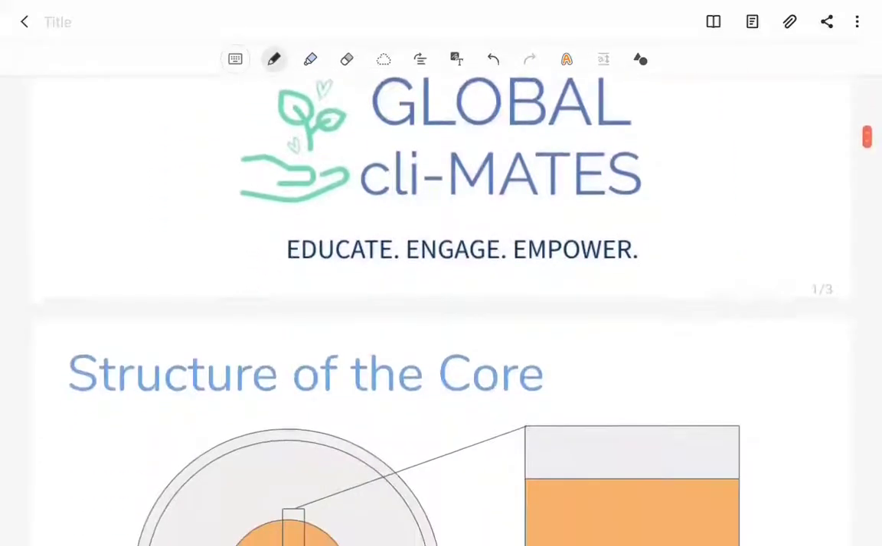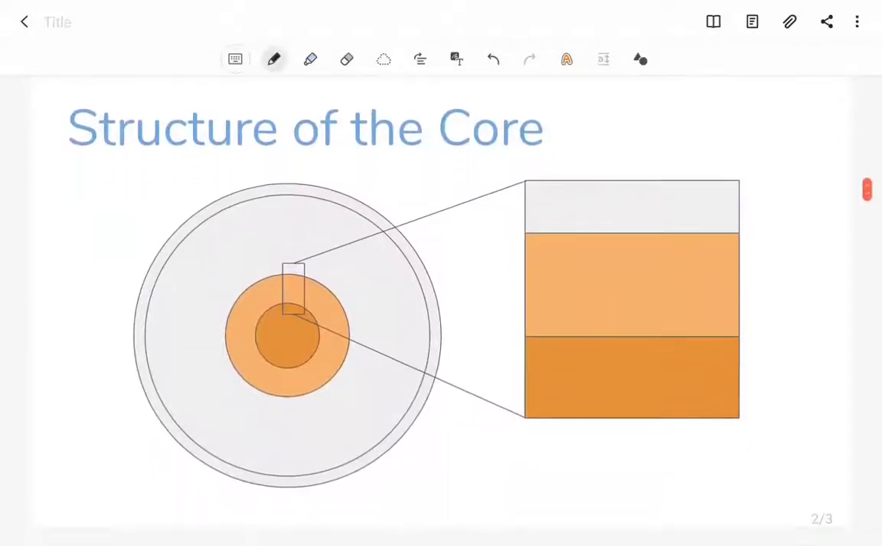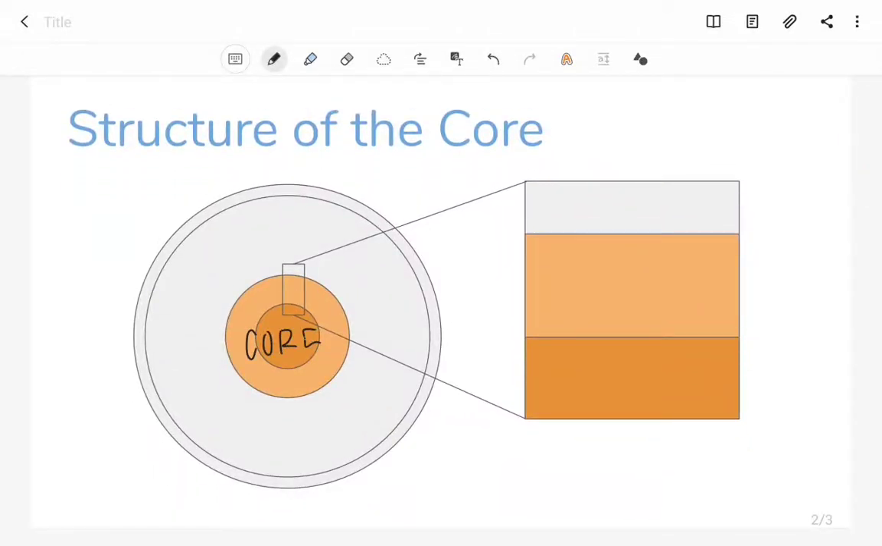In today's video we'll be taking a closer look at Earth's core. To recap what we've already discussed, the core is located at the center of the Earth, underneath the mantle and the crust.